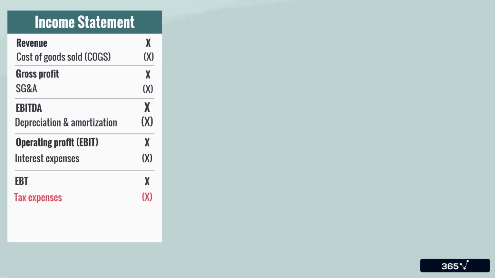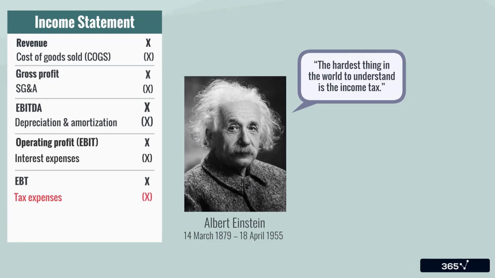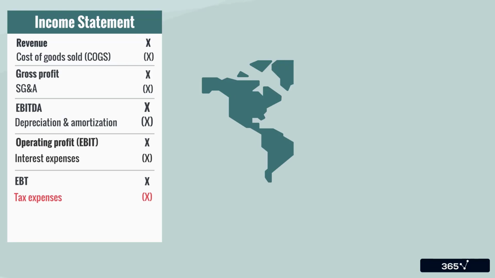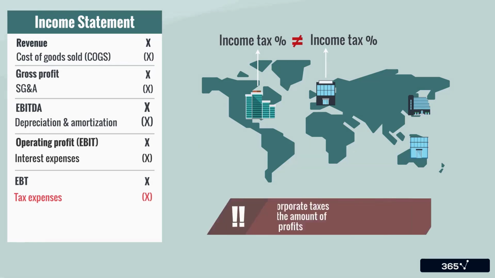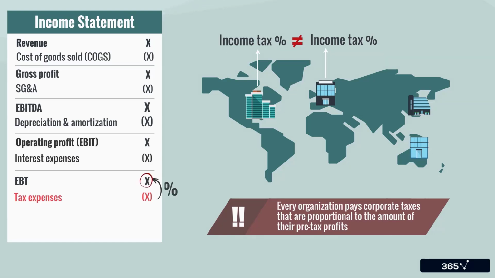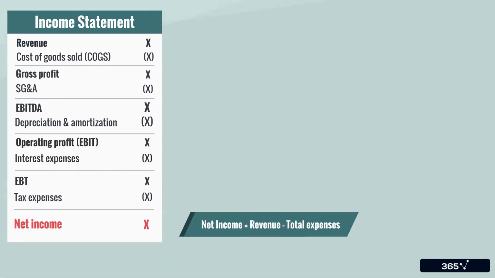And finally, we have taxes. As Albert Einstein once said, the hardest thing in the world to understand is income tax. He might have been right. The rules for measuring the amount of income tax generated by a firm vary widely among countries. However, we will not go into the specifics right now. What we need to know, though, is that every organization pays corporate taxes that are proportional to the amount of their pre-tax profits. Once all expenses are recorded, we arrive at the bottom line, called net income.